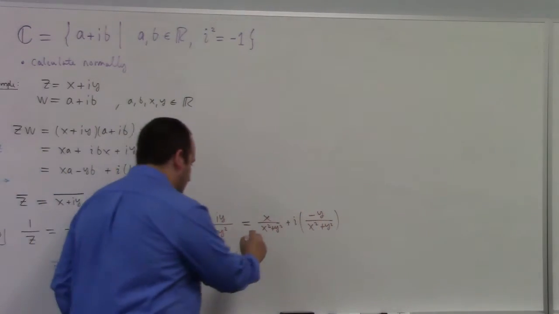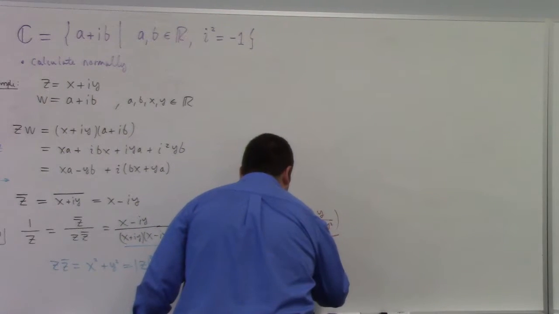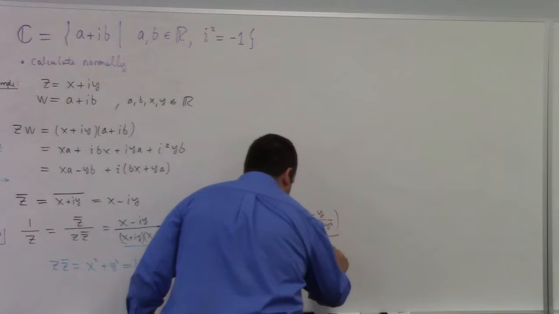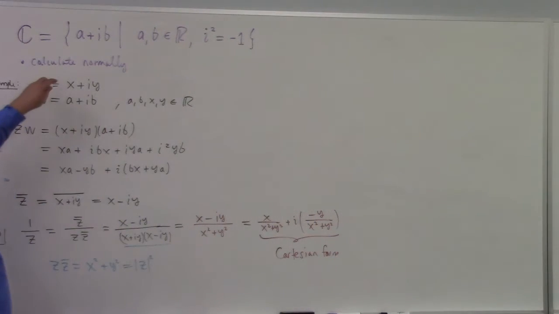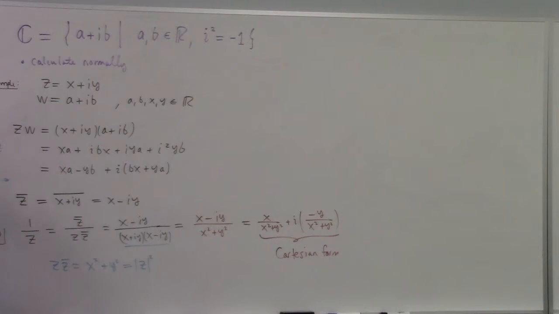This is the so-called Cartesian form. That's how I started this whole discussion. I presented complex numbers like this. So what this little thing shows you is 1 over a complex number can be rewritten in its Cartesian form just by multiplying by conjugate over conjugate.